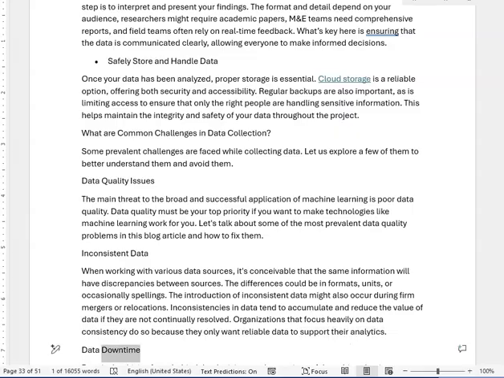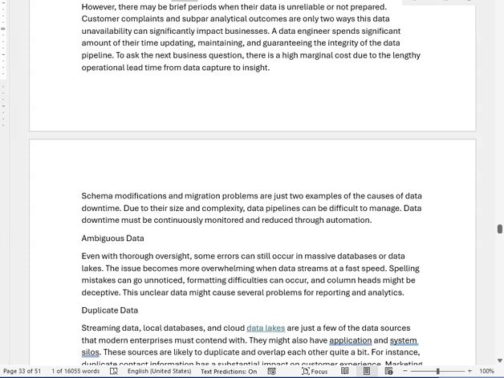Data downtime. Data is the driving force behind the decisions and operations of data-driven businesses. However, there may be brief periods when their data is unreliable or not prepared. Customer complaints and subpar analytical outcomes are only two ways this data unavailability can significantly impact businesses. A data engineer spends a significant amount of their time updating, maintaining, and guaranteeing the integrity of the data pipeline.